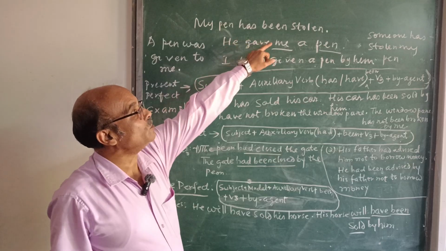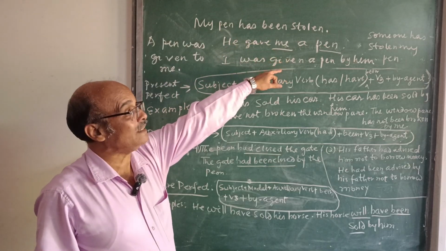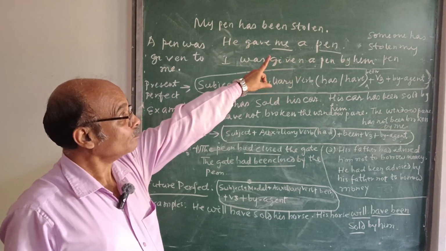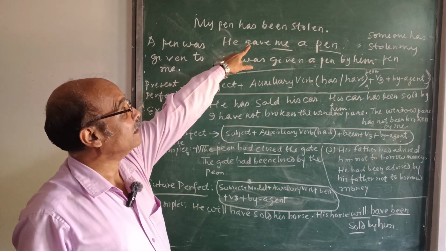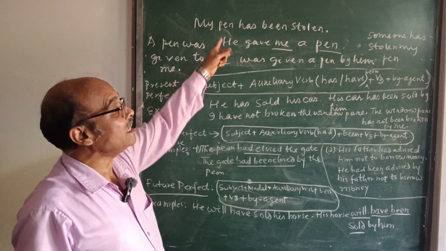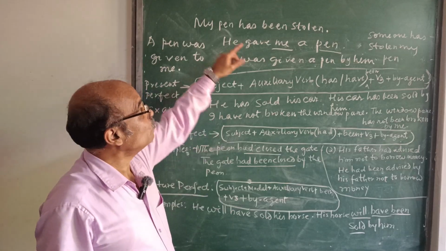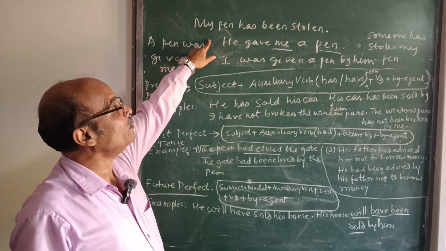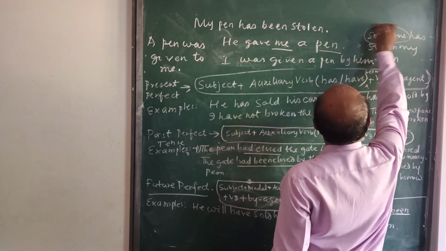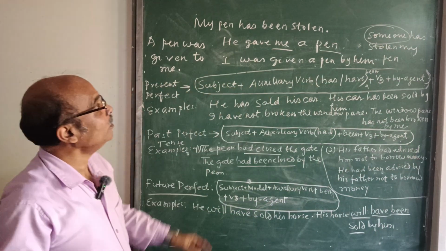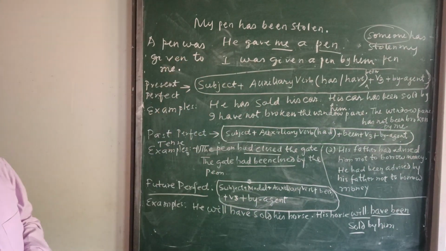Okay. Has been stolen. Stolen is your past participle of stole. Steal, stole, stolen. Has been, because it is your present perfect tense. But why will by agent, by someone, not be used? Because it doesn't specify who has taken your pen. Therefore, my pen has been stolen. You have to write it down.